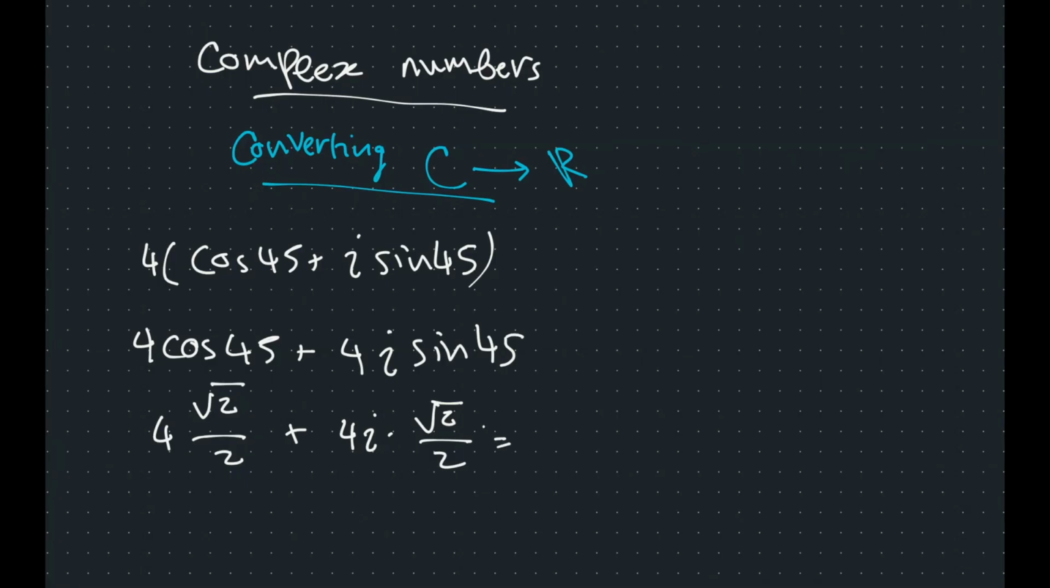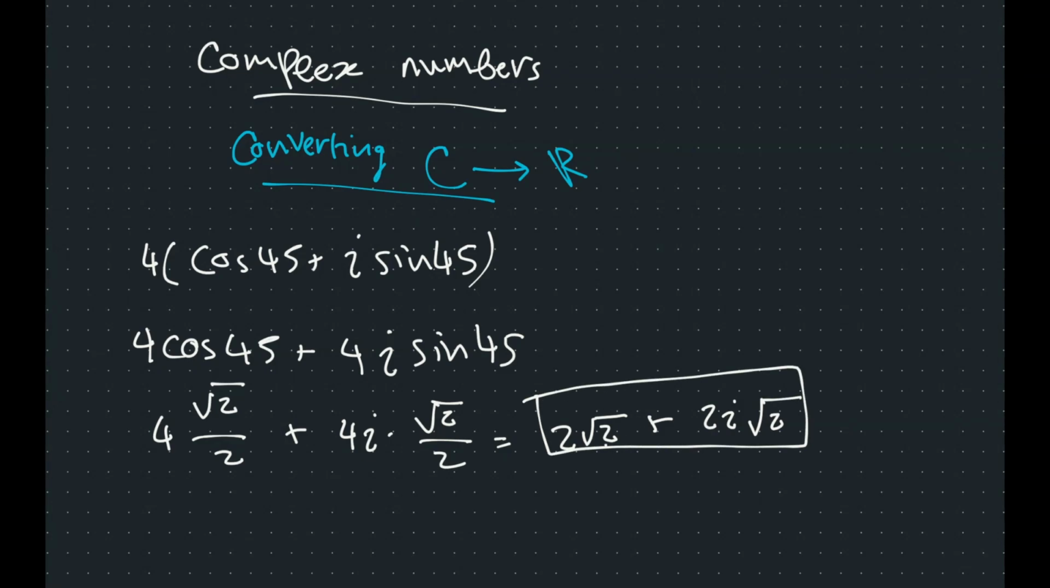And then we go ahead and simplify. So 4 root 2 over 2 is 2 root 2, plus 4i times root 2 over 2 is also 2i root 2. And this is our answer. We converted it into rectangular form.